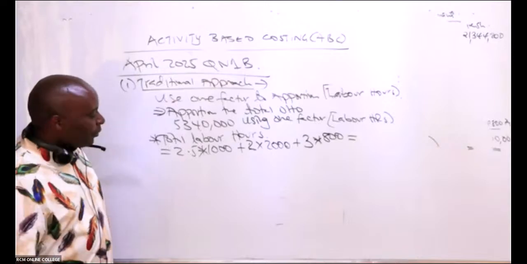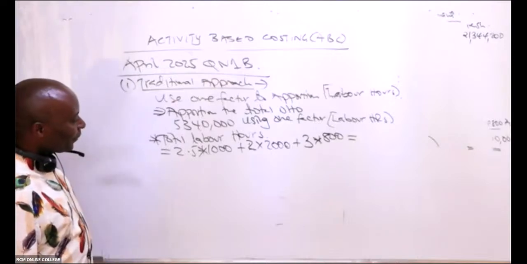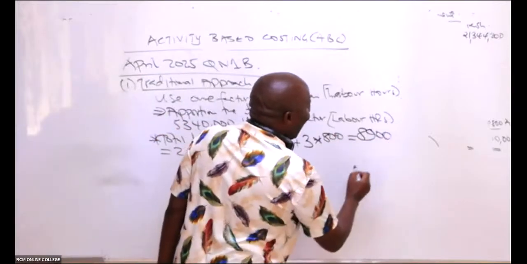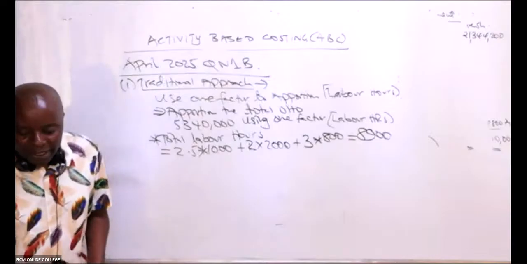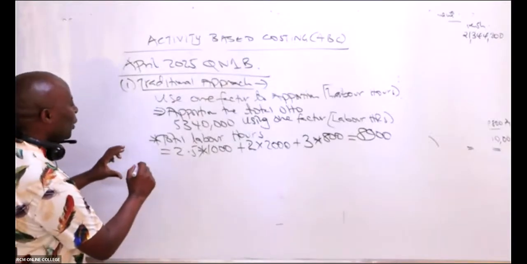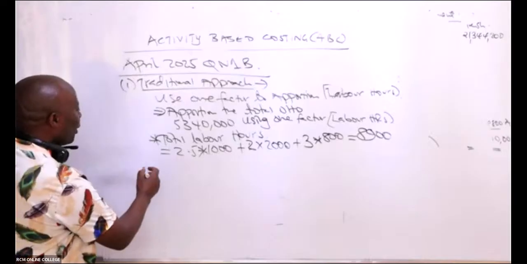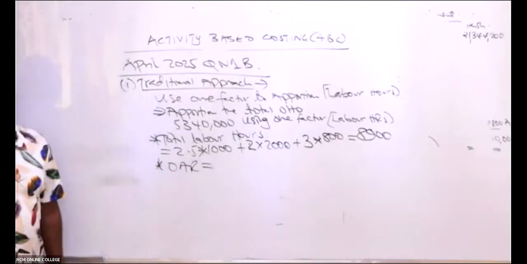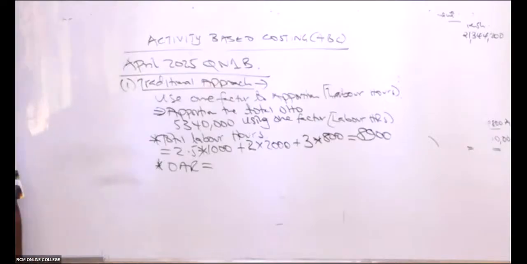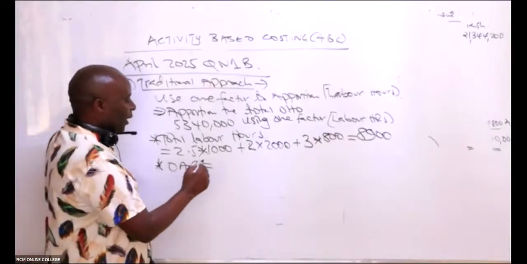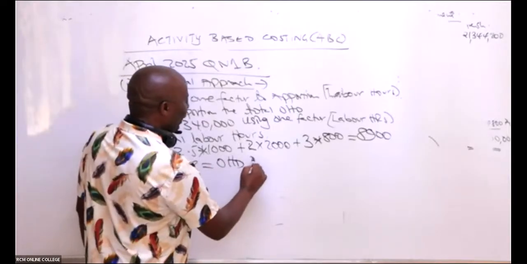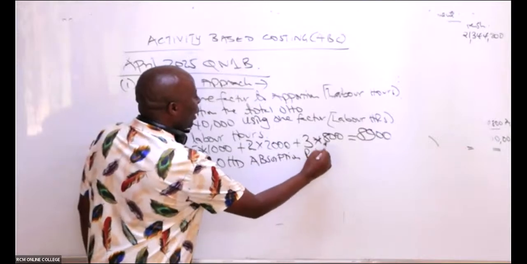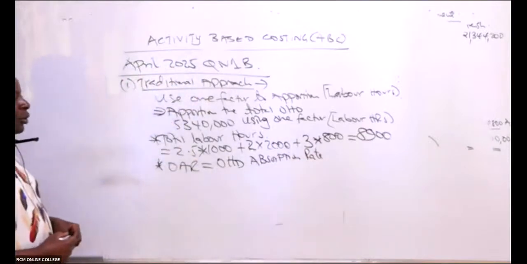Is there somebody with 1,000 something? 8,900, isn't it? Now, once I get these 8,900 hours, the second step is for me to calculate the metric for absorption. The second step gives me OAR, overhead absorption rate. You can write this in full: overhead absorption rate.